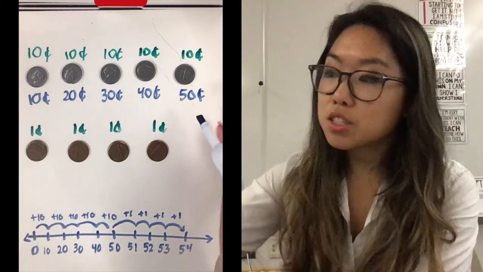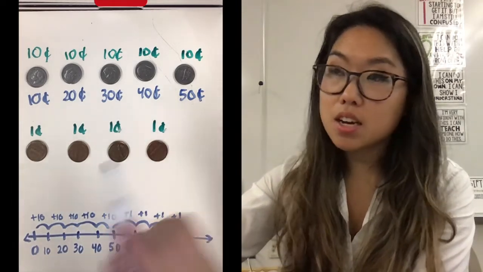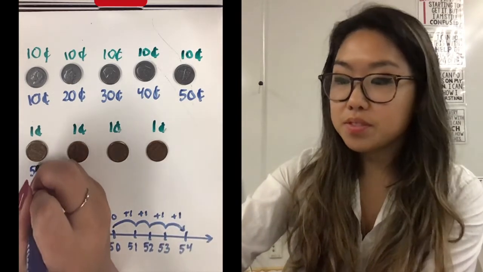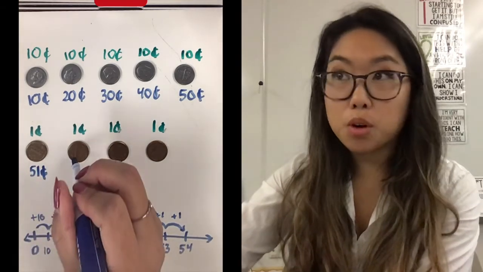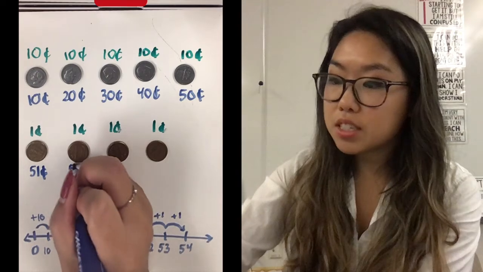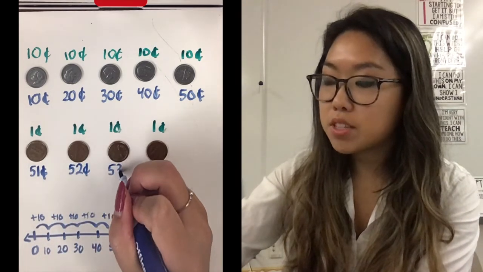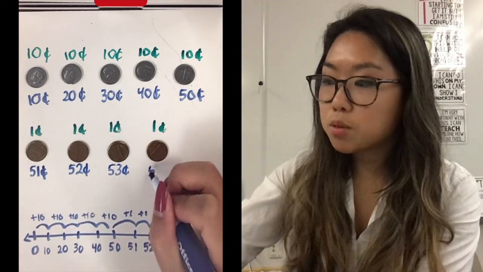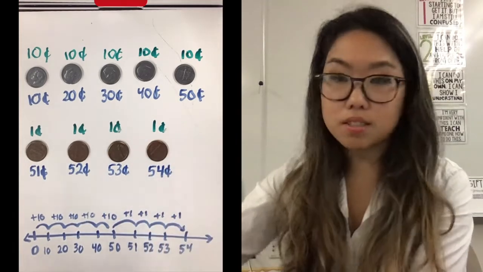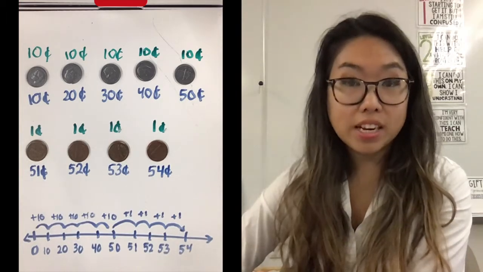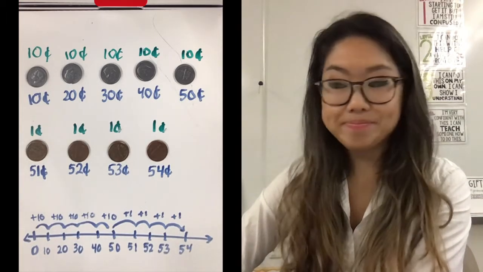and pennies. So now I know 50 cents plus a penny is 51 cents. Then I have one more penny, 52 cents, and another penny, 53 cents, and one more, which is 54 cents. So the total value of 5 dimes and 4 pennies is 54 cents.